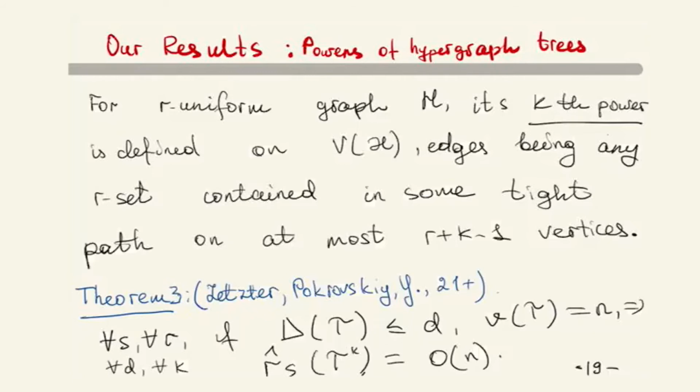Here it says that for an r-graph H, its k-th power is the graph defined on the same vertex set V(H), and the edges are any r-set which is contained in some tight path on at most r plus k minus 1 vertices. So it generalizes the r equals 2 case, because r equals 2 gives you k plus 1 vertices, meaning that the distance is at most k.